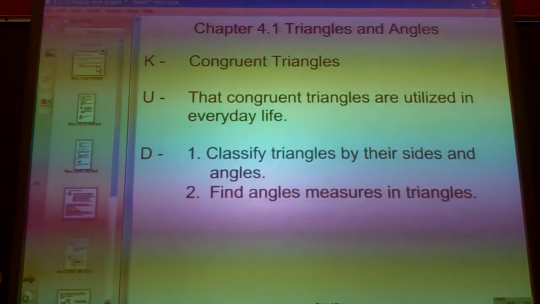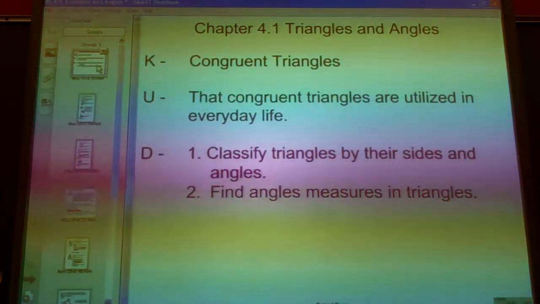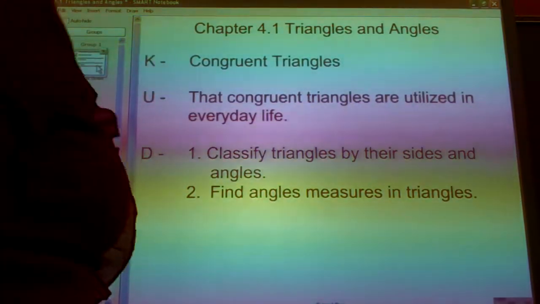This is chapter 4-1, triangles and angles. Please copy your codes.